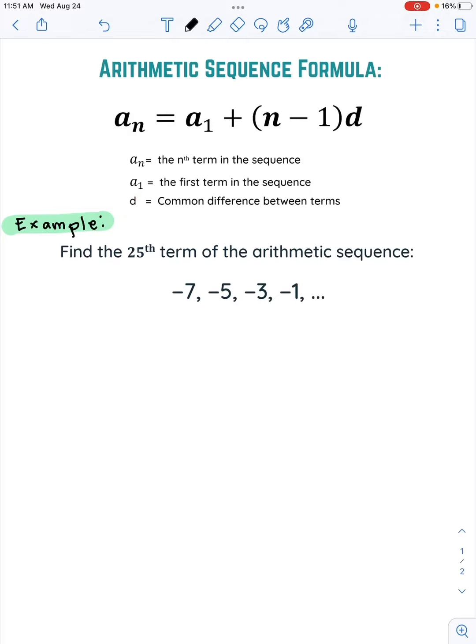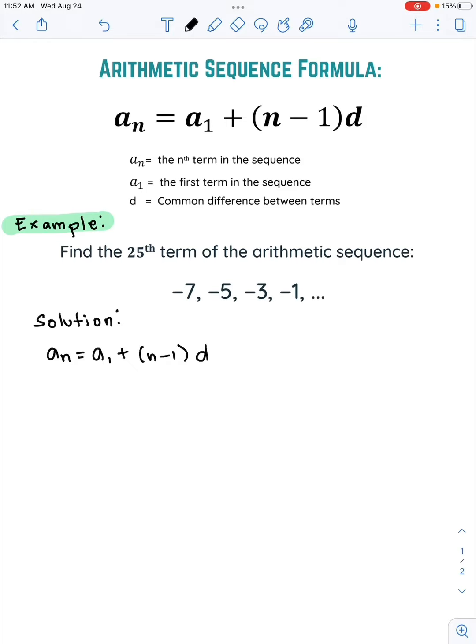Now, the first problem says we need to find the 25th term of the arithmetic sequence -7, -5, -3, -1, dot, dot, dot. Now, we know that this is an arithmetic sequence, so therefore, we will be using the arithmetic sequence formula. So, just write solution, and then we write the formula. Our formula is a of n is equal to a of 1 plus the quantity n minus 1 times d.